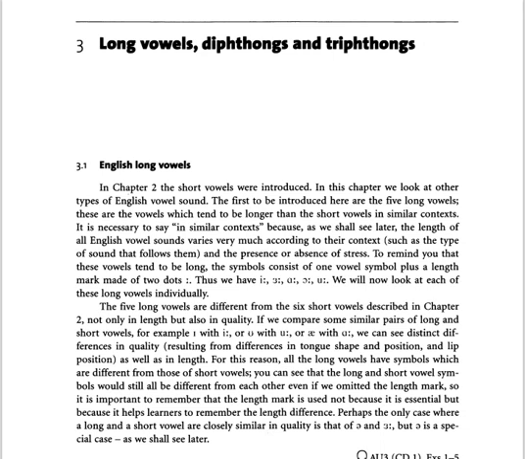English long vowels. In chapter 2 the short vowels were introduced. In this chapter we look at other types of English vowel sound. The first to be introduced here are the 5 long vowels. These are the vowels which tend to be longer than the short vowels in similar contexts. It is necessary to say in similar contexts because, as we shall see later, the length of all English vowel sounds varies very much according to their context, such as the type of sound that follows them, and the presence or absence of stress.